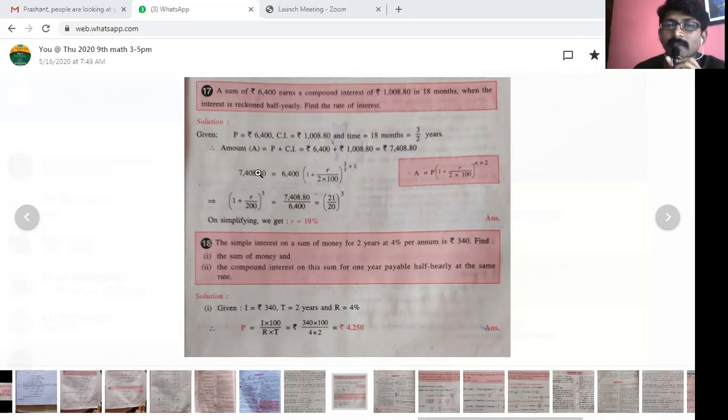And then just simplification करने के बाद हमको पता चलेगा ये बन जाएगा 9261 upon 8,000, which will become 21 upon 20's cube. So this 3 and 3 will get cancelled. And then just take this 1 on the other side. So it will become R upon 200 is equal to 1 upon 20. And then take this 200 up. So R is equal to 200 upon 20, which will become rate is equal to 10% per annum. I hope, student, you have understood this and enjoyed this, isn't it? Thank you.